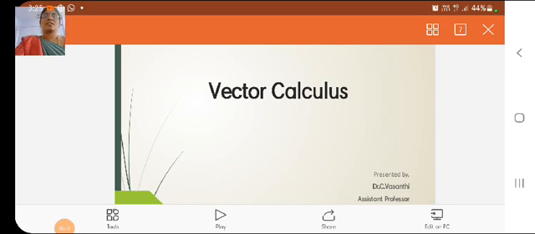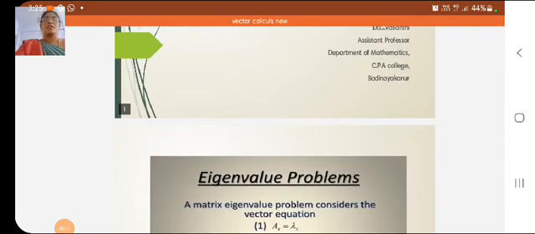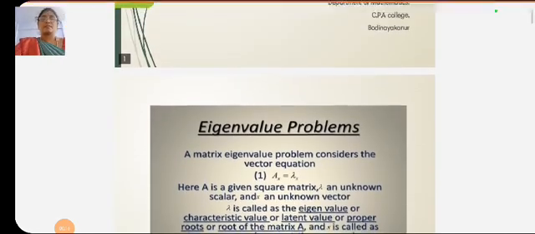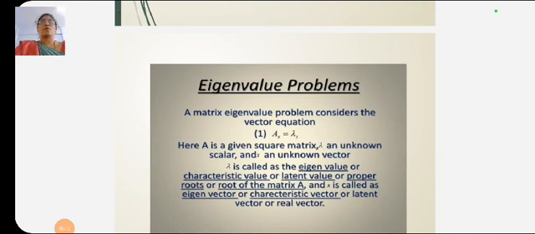Today we discuss vector calculus. A particular topic is eigenvalue problems. A matrix eigenvalue problem considers the vector equation Ax equal to lambda x. Here A is a square matrix, lambda is an unknown scalar and x is an unknown vector.